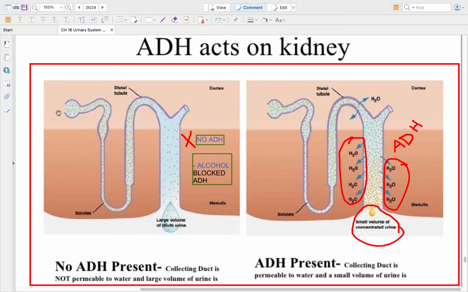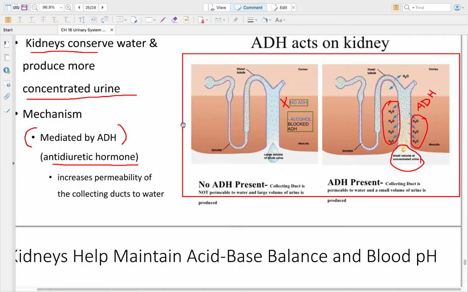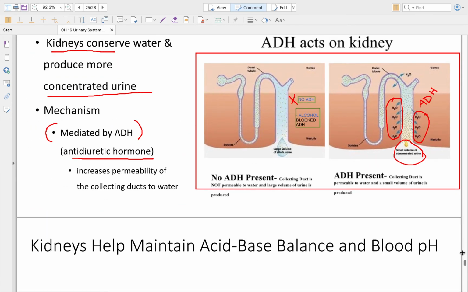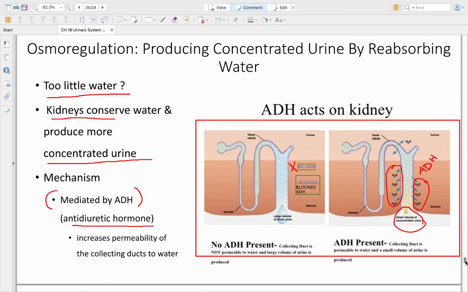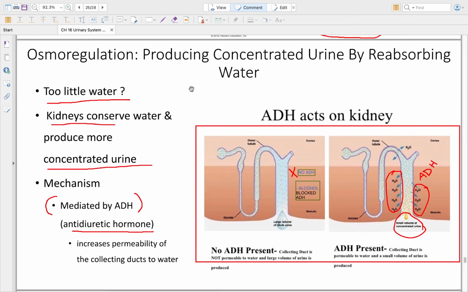All right, so basically alcohol blocks this. This is what we would need to stay hydrated, but instead you end up going to the bathroom quite a bit, right? And so what you're losing is large volumes of water, salt and electrolytes, thus giving you a hangover. So that is the difference between ADH being present and absent, and a situation that would block ADH hormone from acting is the consumption of alcohol. That's just one example.